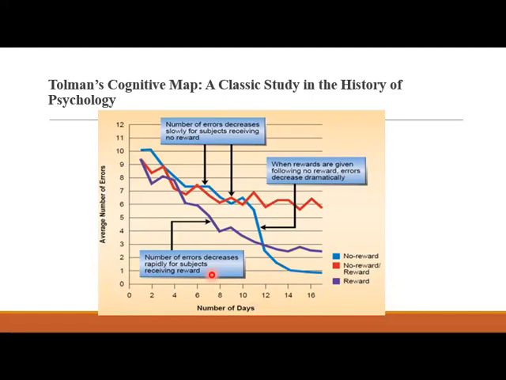Now Tolman said that the animals learned something during the previous trials, even though they received no reward. He termed this a cognitive map, that is a mental representation of the environment.